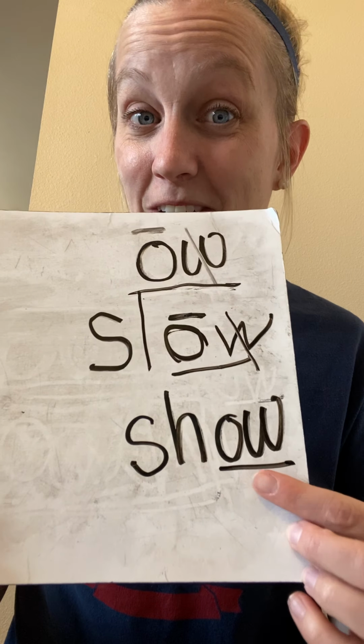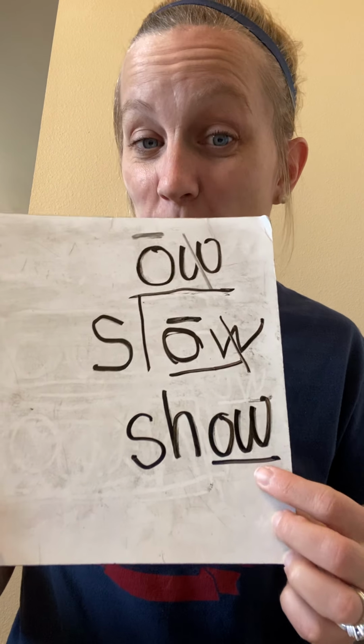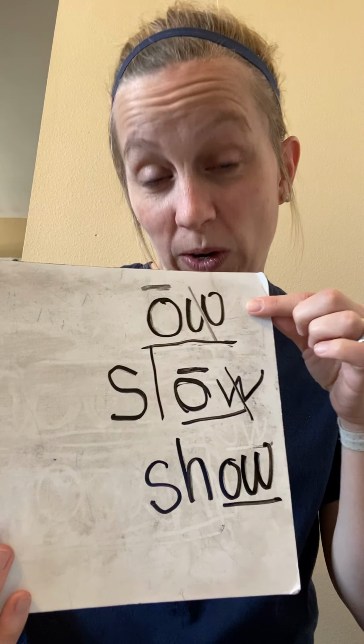Okay? This time I'm going to not draw it out for you first. I want to see how you do choosing OA or OW. The word is show. Break it with me. Sh-O. Think about where the O sound is and build it. All right, are you ready to show? Show me your board in 3, 2, 1. Does yours look like mine? I chose OW because it's at the end of the word.